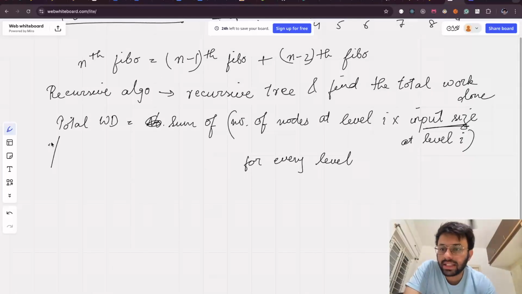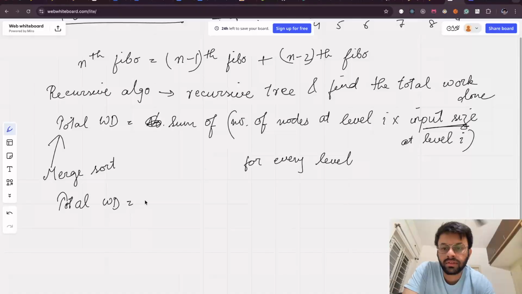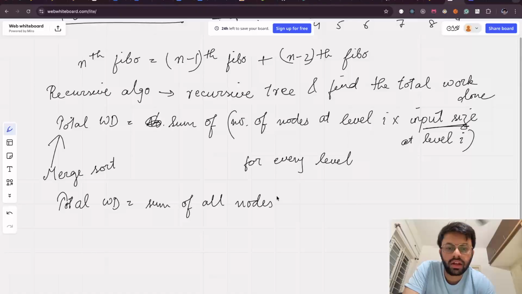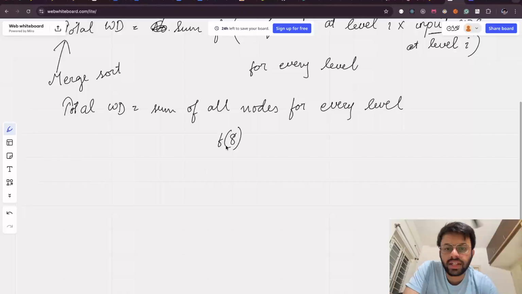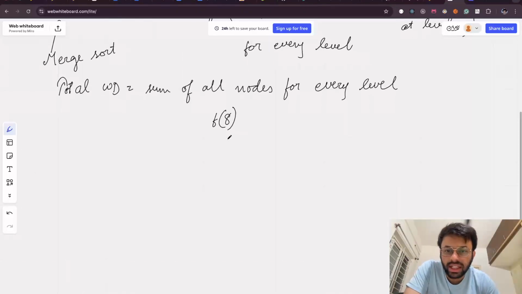But this was the case in merge sort. Here, that is not the case. Here, the total work done will be just the sum of all nodes for every level. Okay, for every level. So let's see, suppose I am calling Fibo of 8. Give me the 8th Fibonacci number. Then this Fibo of 8 will call Fibo of 7, Fibo of 6.